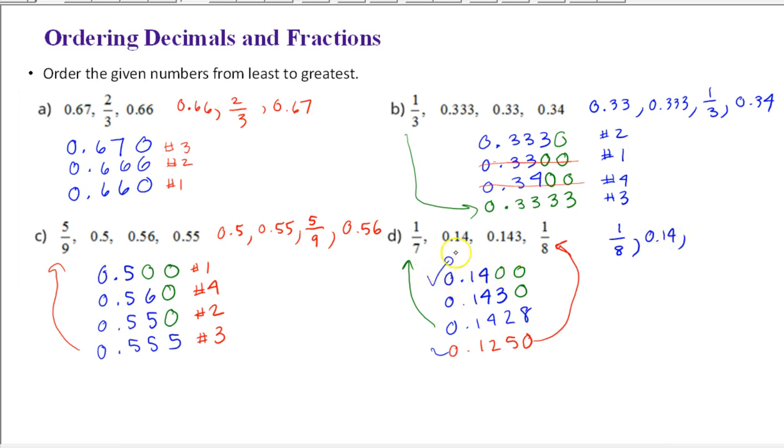So now we've done this one. And comparing these two, in the third place digit, this has 2, this has 3. 2 is smaller. And that's our third number, which is 1/7. And our largest number must be 0.143. And we're all done.